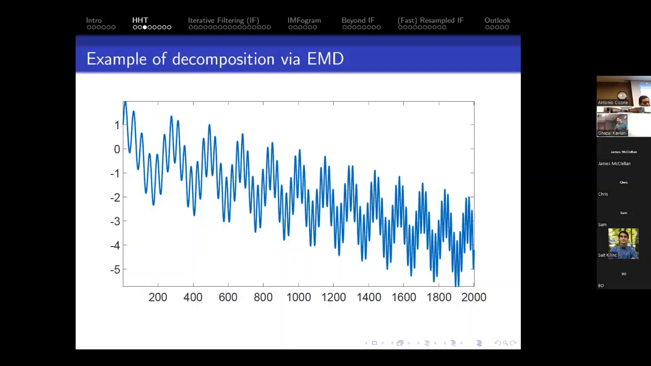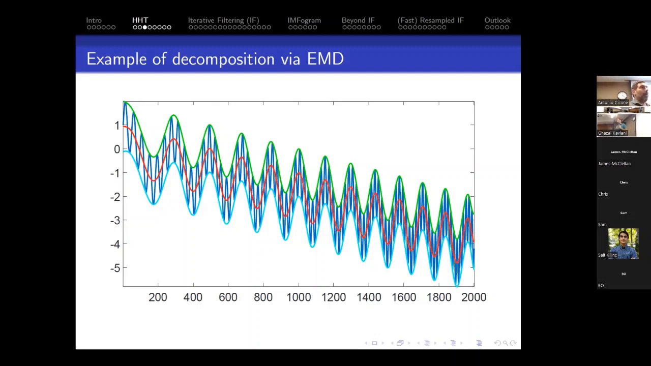But how to compute this moving average? The idea is that of using envelopes connecting the extrema. We take an envelope connecting the maxima and then an envelope connecting the minima, and we take the average curve between the two. That's our approximate moving average. Why approximate? Because we know exactly, up to numerical precision, where the extrema are located, but we have no idea how to connect them. There are infinitely many possibilities of how to connect these extrema.